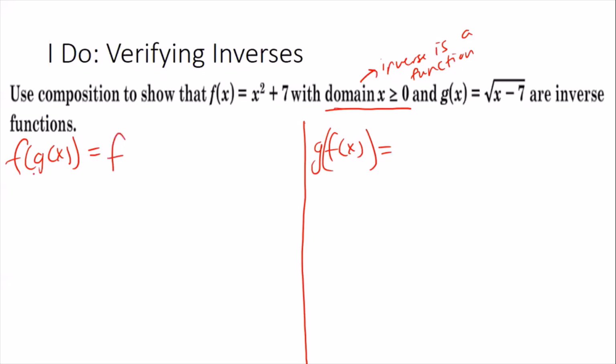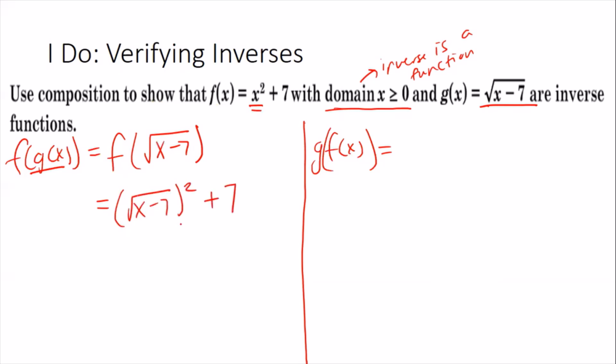So g of x, what does g of x equal? It equals the square root of x minus 7. So we're substituting in the square root of x minus 7 everywhere that there's an x. Okay, so that equals square root of x minus 7 squared plus 7.